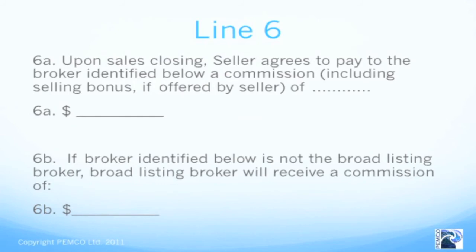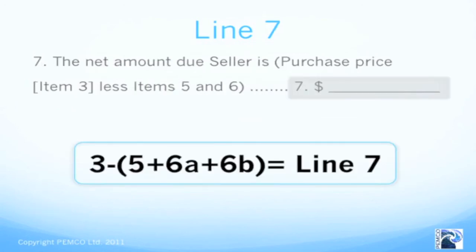Line 6B is the numeric figure representing the amount the listing agent will receive as their commission from HUD. Per HUD guidelines, the listing agent is guaranteed a 3% commission. This numeric figure will have already been filled in at the bid submission page and once again will have been auto-populated for you.